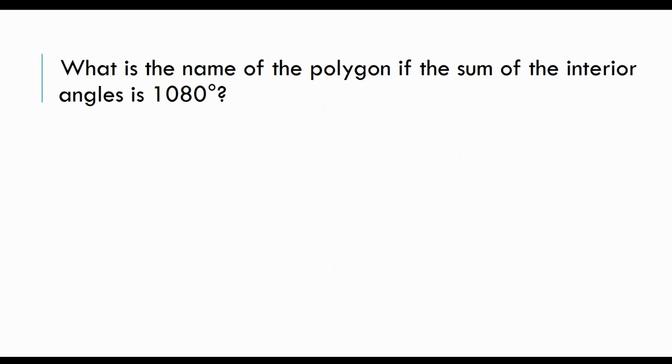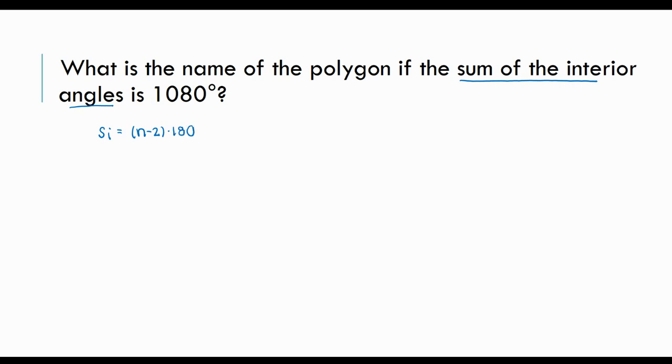It's asking, what is the name of the polygon if the sum of the interior angles is 1080 degrees? Okay, so notice that in this problem, they're asking for the name of the polygon. In the last lesson, I was always telling you the name of the polygon, and we were figuring out the sum of the angles. So these types of problems are actually working backwards. I don't know what n is, but if we're talking about sum of interior angles, remember, that's the formula, n minus 2 times 180.